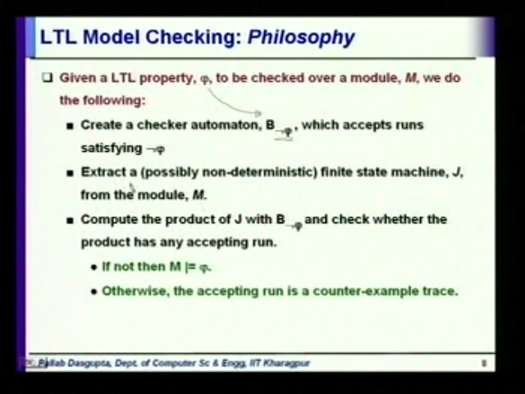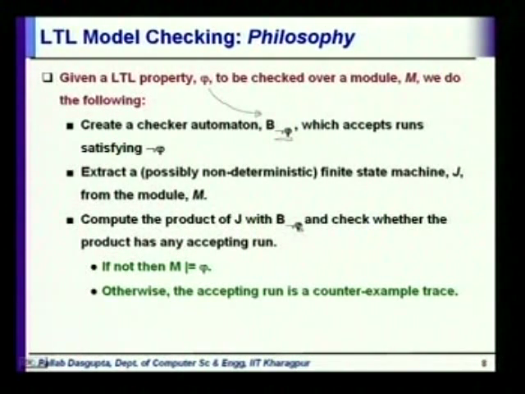Then we compute the product of the state machine J with this automaton B of not phi and check whether the product has any accepting run. Now, what would an accepting run in the product mean? It means that there is some run in J which happens to be an accepting run in B of not phi. That means that there is a trace in J which does not satisfy phi, because the accepting runs of B of not phi are the runs which satisfy not of phi. So that run refutes phi. If we find any accepting run in the product, then we have found a counterexample trace.